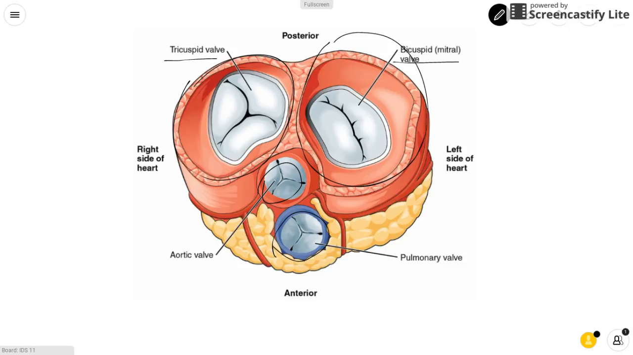The pulmonary valve on the right prevents backflow of blood from the pulmonary trunk into the right ventricle. And on the left side, the aortic valve prevents the aorta from regurgitating blood into the left ventricle.